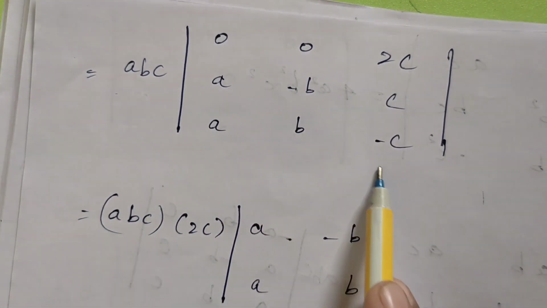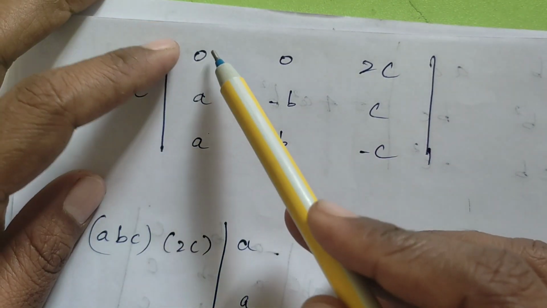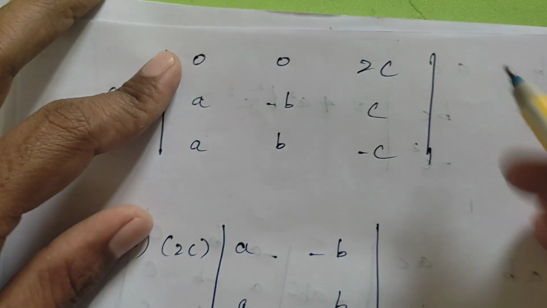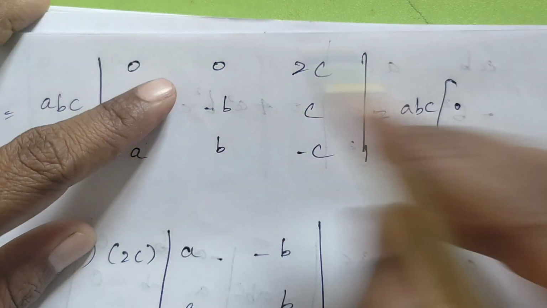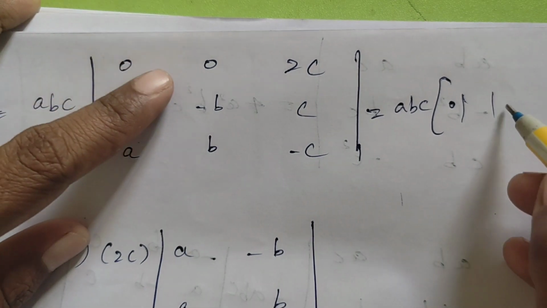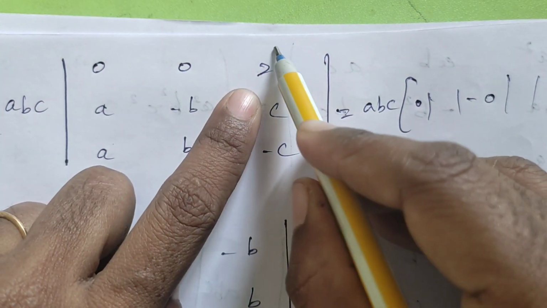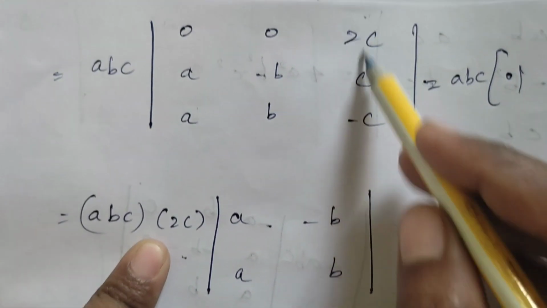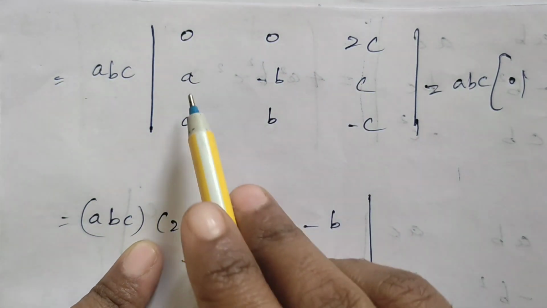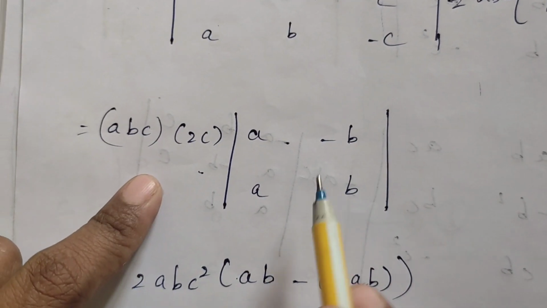Now take the determinant. When I take the determinant, this term will become 0. That is equal to ABC. 0 into something will be 0. Again minus 0 into the determinant is 0. The last term is plus 2C. So 2C into, leave this column and this row, we will have A minus B, AB, A minus B, AB. Now simplify this.